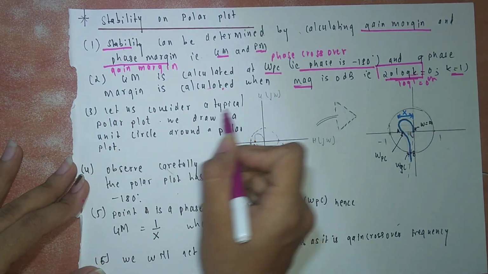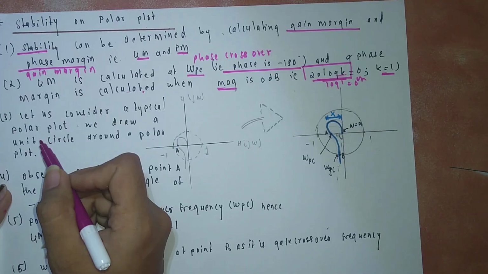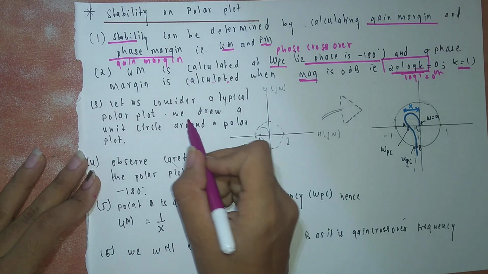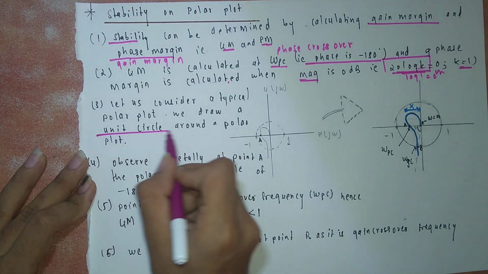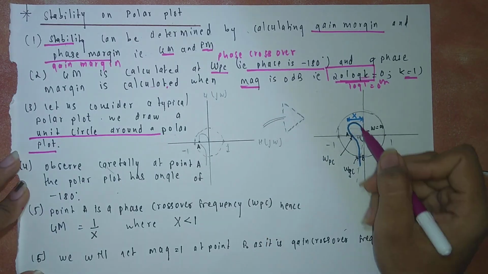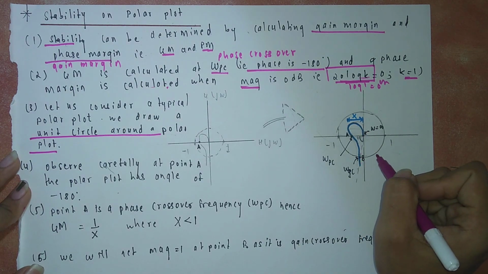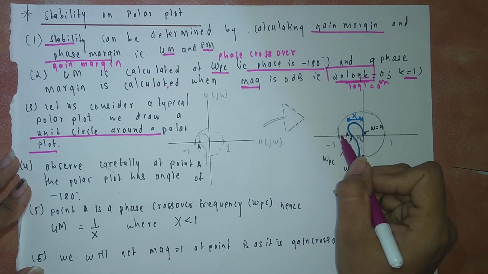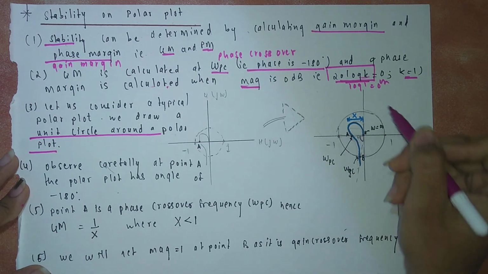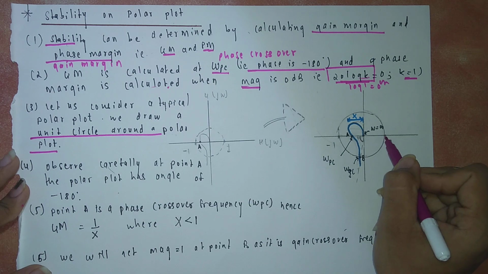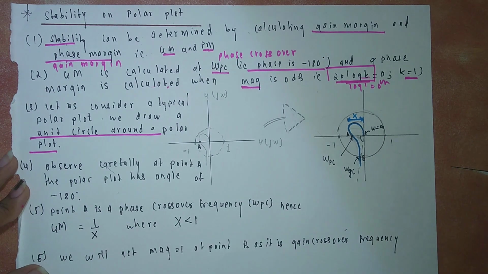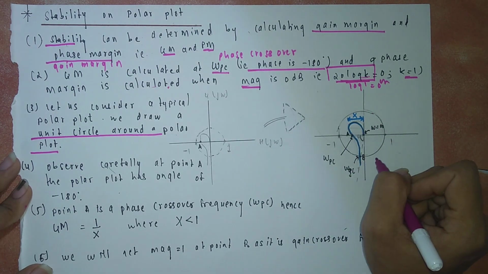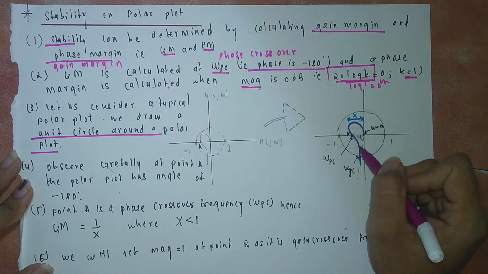Let us consider a typical polar plot. Fine, we are considering that. Let us say some polar plot is this blue line over here, and we draw a unit circle around the polar plot. What is a unit circle? Whose radius is 1. Radius is 1 means from here to here, here to here, here to here, and here to here the radius is 1. That is a unit circle. Okay, this is the method. We are just considering a unit circle around our polar plot.